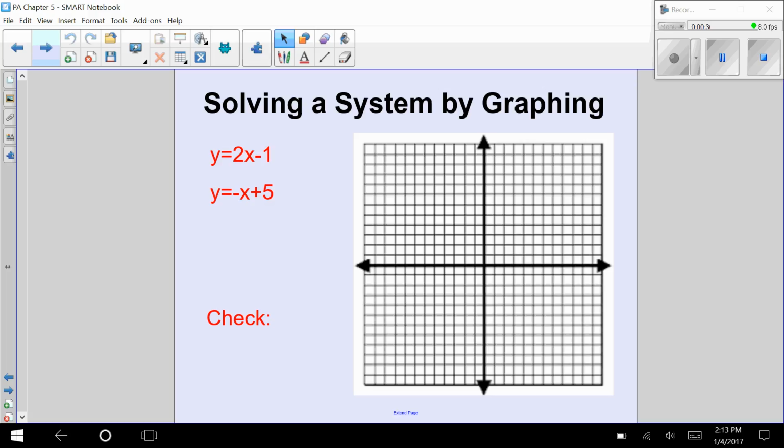So we're going to solve by graphing today. We're going to start off by just graphing the two lines we're given. We're given y equals 2x minus 1 and y equals negative x plus 5. We're going to graph these both on the same graph.